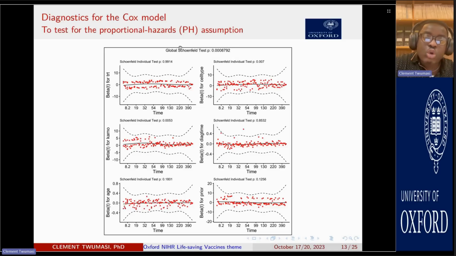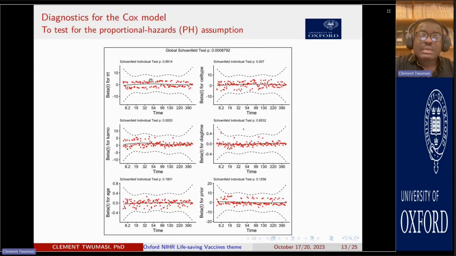So there's a global p-value from the Schoenfeld test, and if the p-value is significant, it tells us that the proportional hazards assumption was not met. And if it was not met, it could be due to not all the predictors, it could be due to at least one of them. So here we can also assess individually which ones met the constant proportional hazards assumption. So for instance, if we look at treatment, this is the variable on treatment. We could see that that assumption was met.